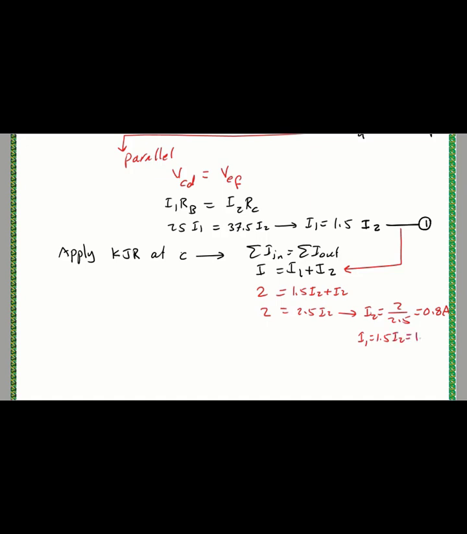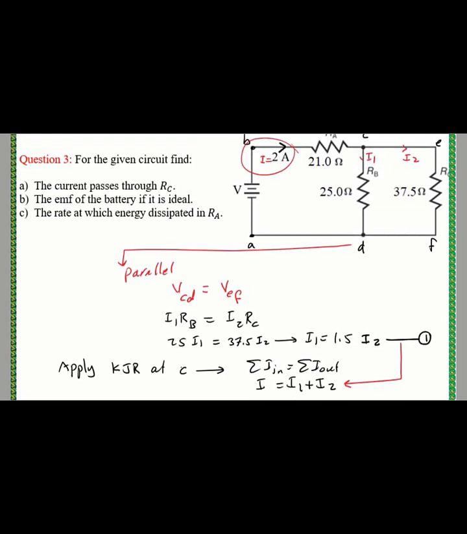So it is 1.2 amperes. Both of them add to 2. 0.8 plus 1.2 equals 2, which is the total current. It is a very interesting question here. Now the EMF of the battery. We have a battery, we have the total current, but we need to find the total resistance.